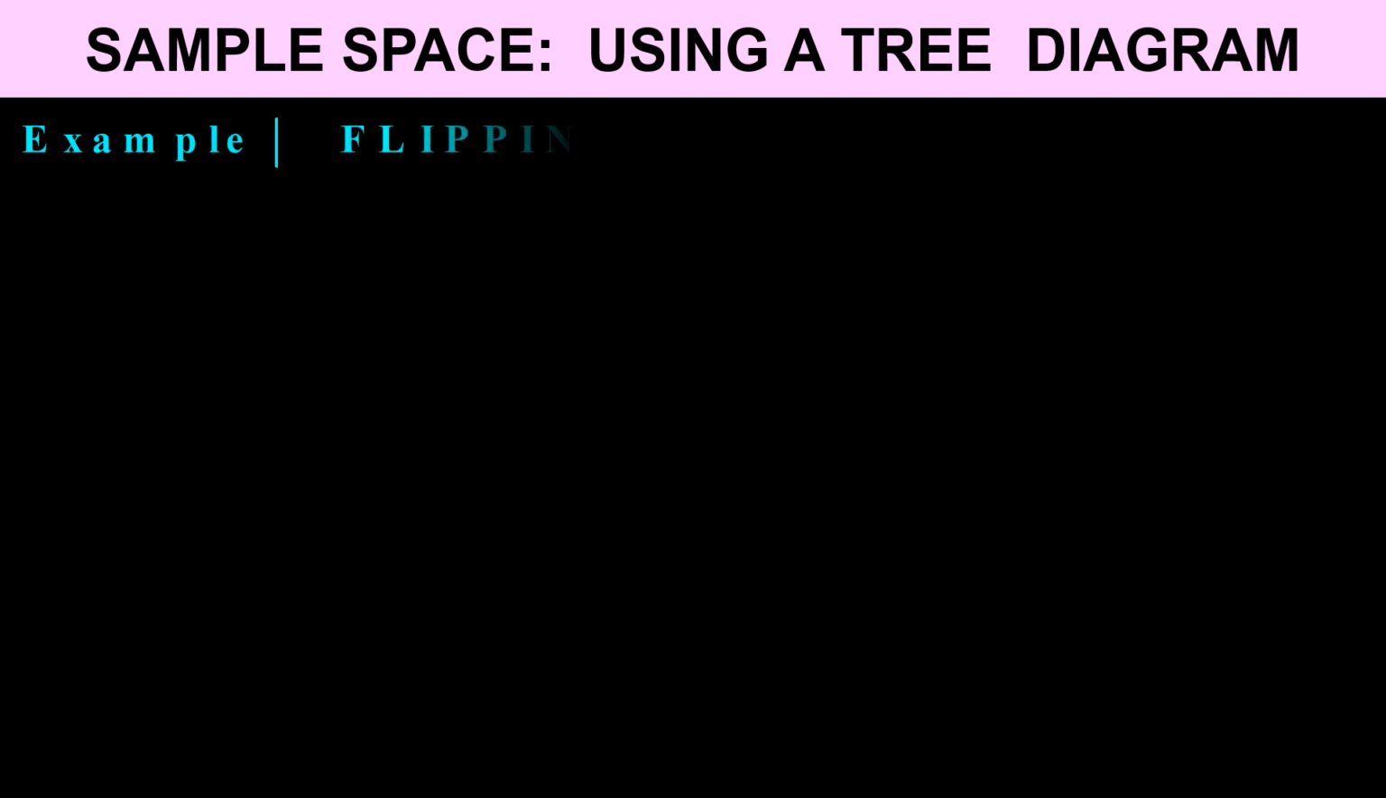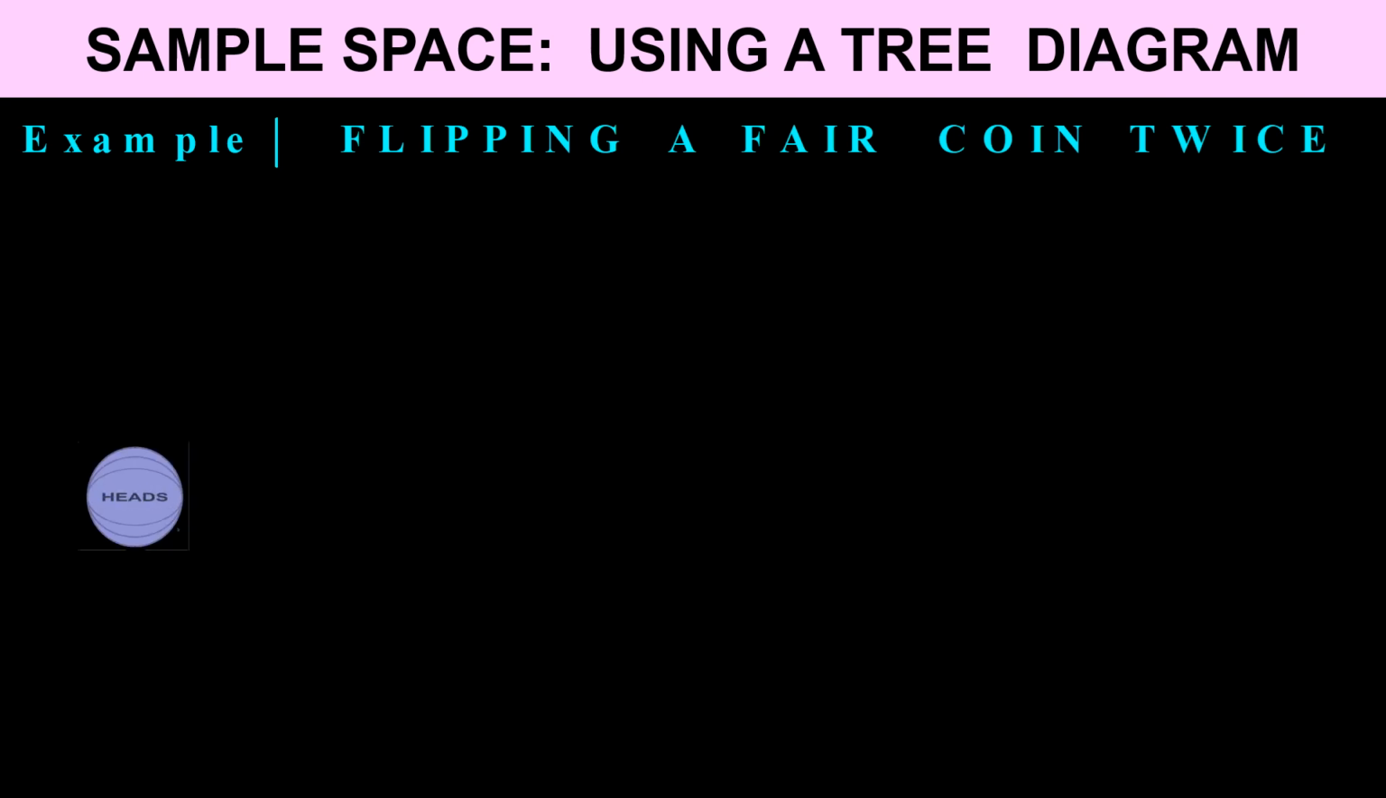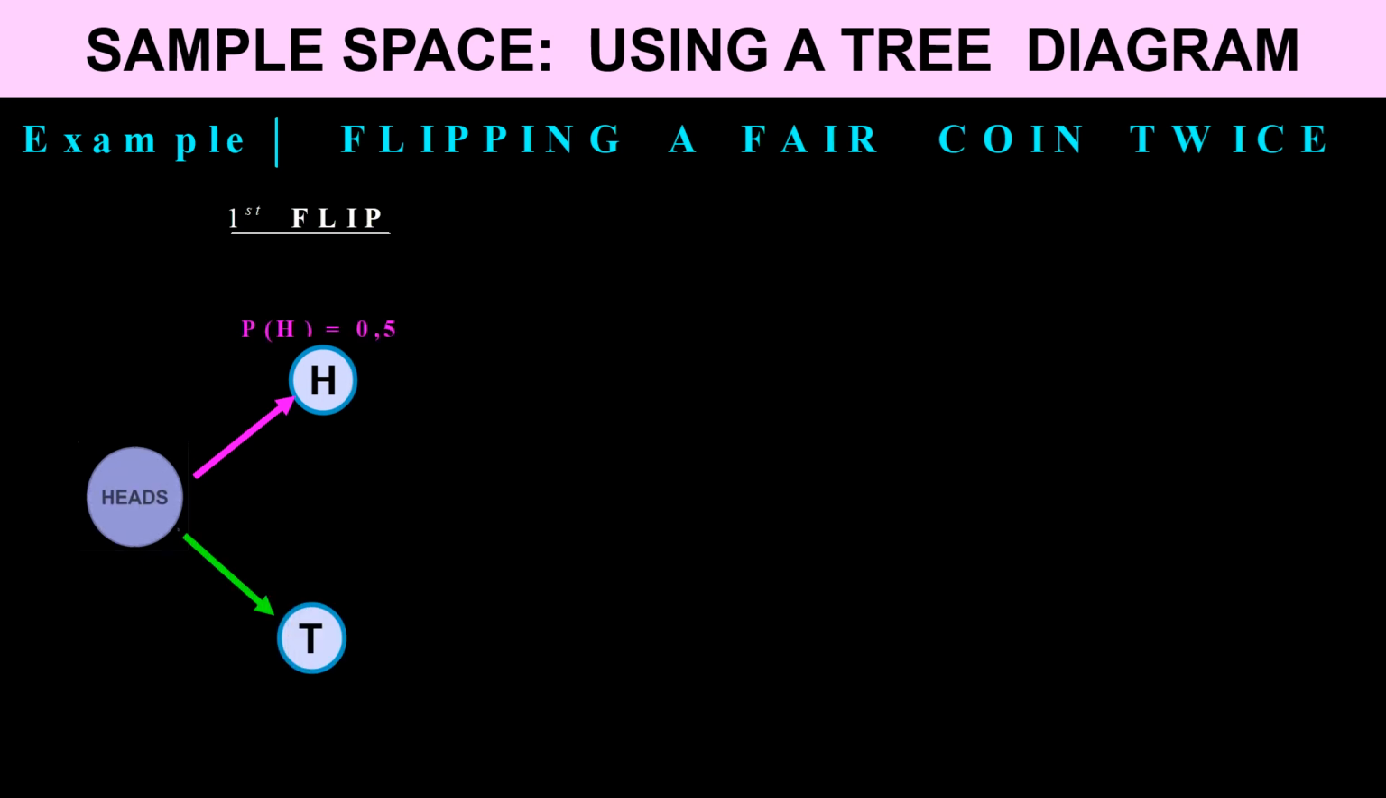You can also represent the sample space using a tree diagram. So let's consider the case where we flip a fair coin twice. So there's the coin. If we flip it once, the first flip, it can either be heads or it can be tails, right? And the probability of getting a head is 1 over 2 or 0,5. Probability of getting a tail is also 0,5.